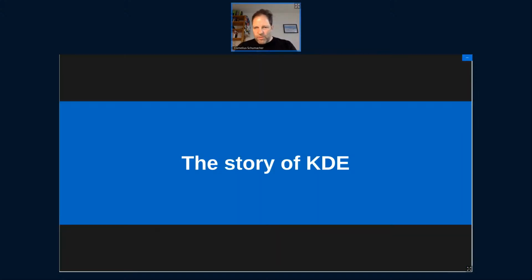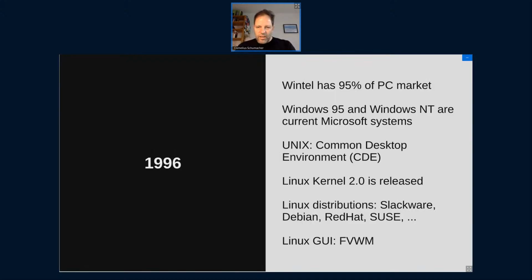The other part of the story we have to tell is the story of KDE. So one year later, in 1996, PCs are still a thing. Windows has actually grown, is there. Unix has something called the Common Desktop Environment, CDE, quite an enterprisey thing. And Linux is also coming along. Kernel 2.0 is just released, and there are a number of Linux distributions. So the big ones, Debian, Red Hat, SUSE, they are already around at the time, and they are becoming more and more successful.